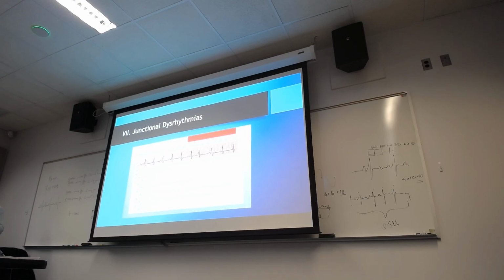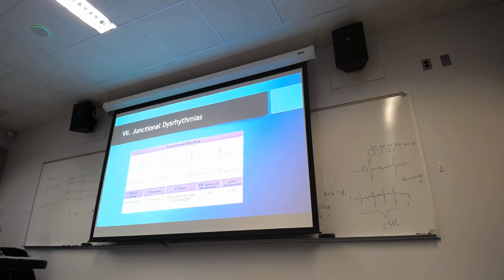The junctional complex usually won't have a P wave. In a junctional rhythm, P waves are usually either absent or buried within or after the QRS. So you really are focusing on the AV node being the pacemaker of the heart, because the SA node isn't able to catch up. If that makes sense. So your heart rate is usually going to be slower.